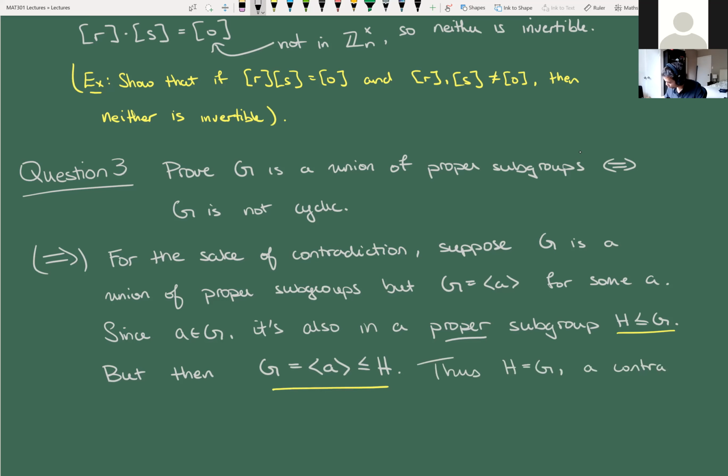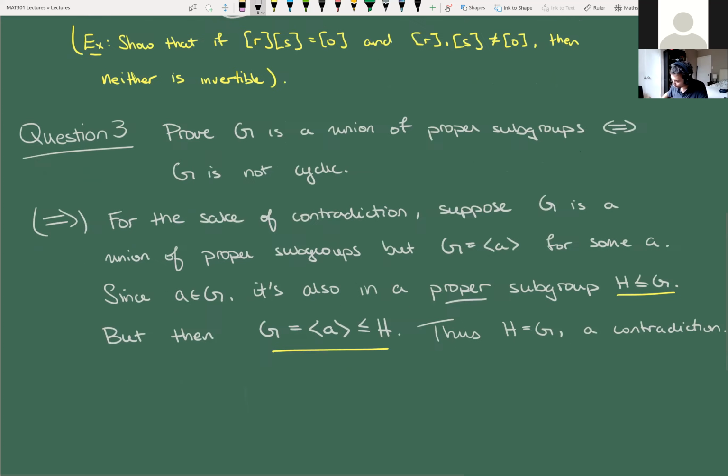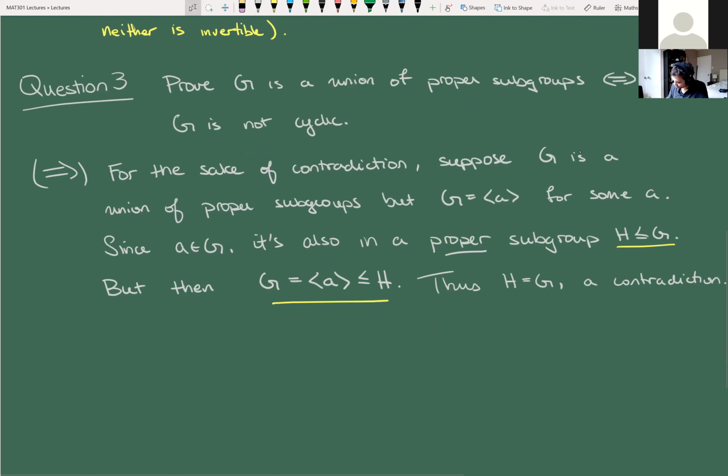Since we assumed that H was proper, and now I've shown that, if this is true, then that proper subgroup is not proper. It's actually all of G. So boom, we've done that direction.